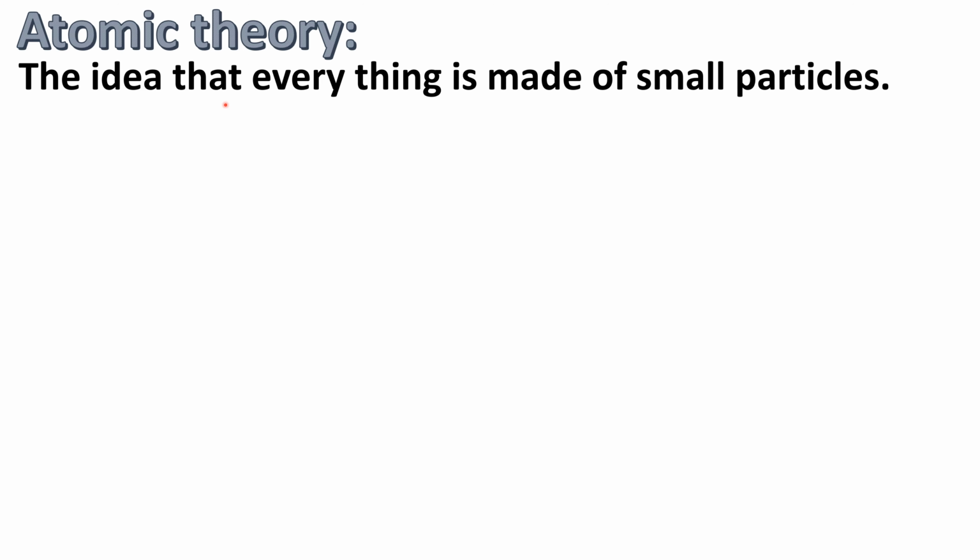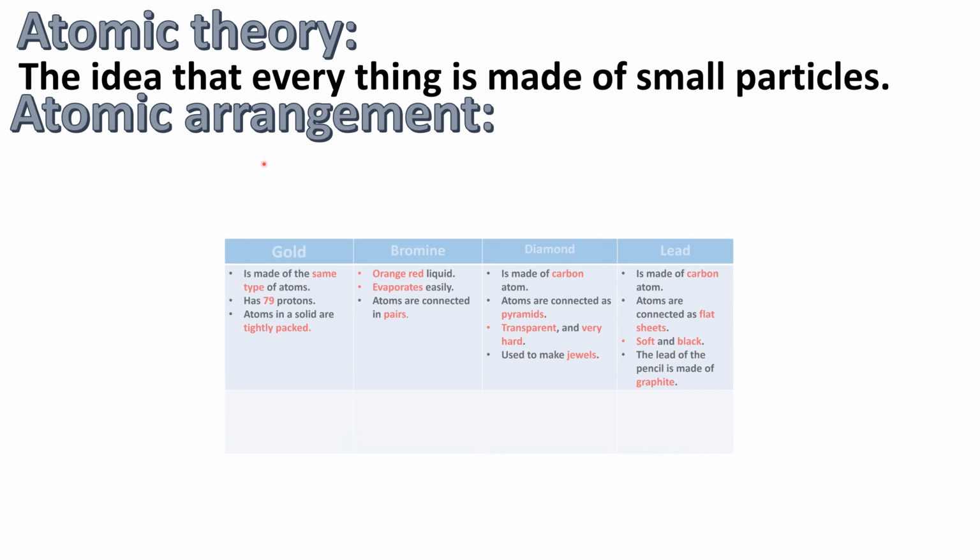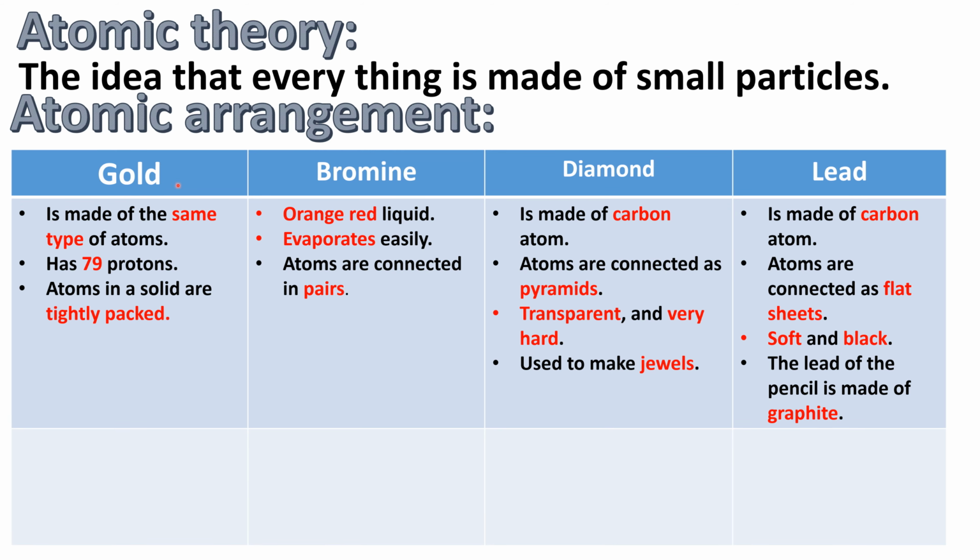Atomic theory: the idea that everything is made of small particles. Atomic arrangement. We have gold, bromine, diamond, and lead. Gold is made of the same type of atoms and has 79 protons. Atoms in a solid are tightly packed. Here is gold, and these are the particles, tightly packed. There is no distance between particles.